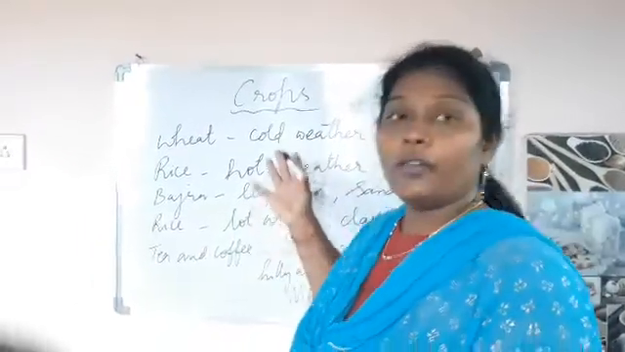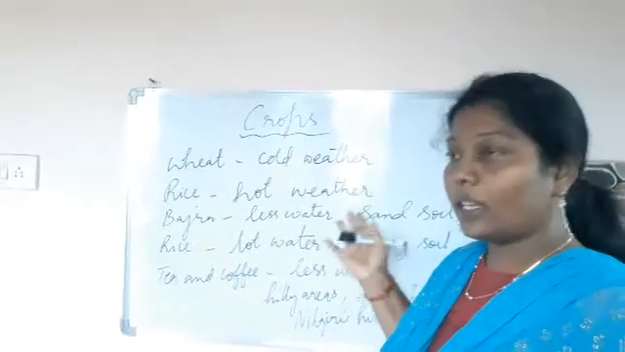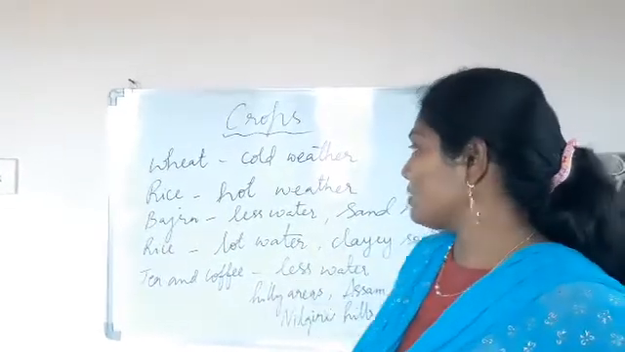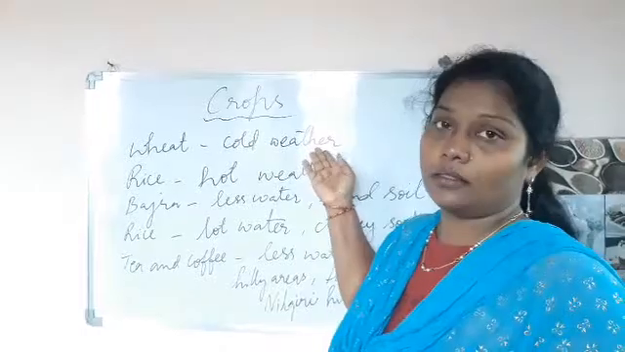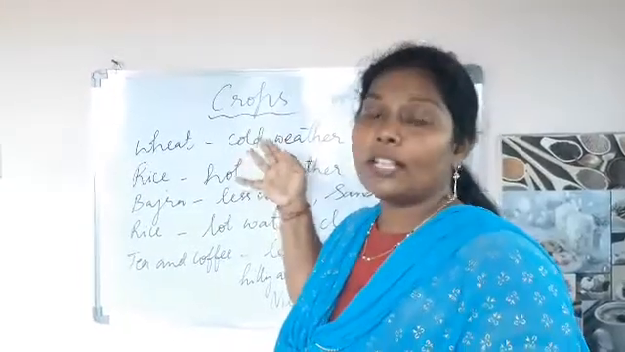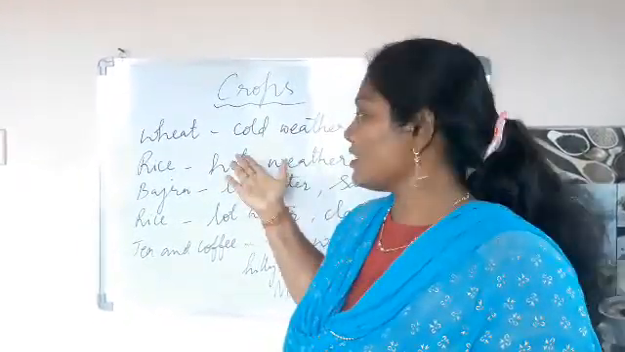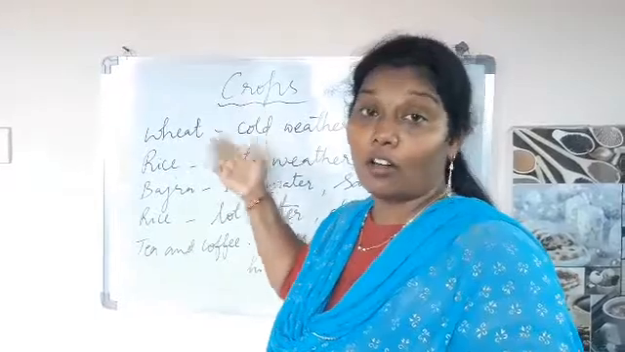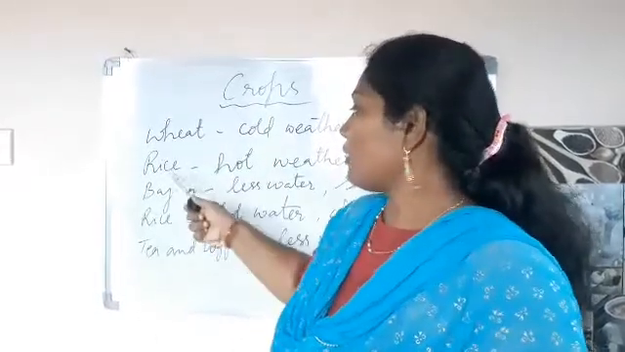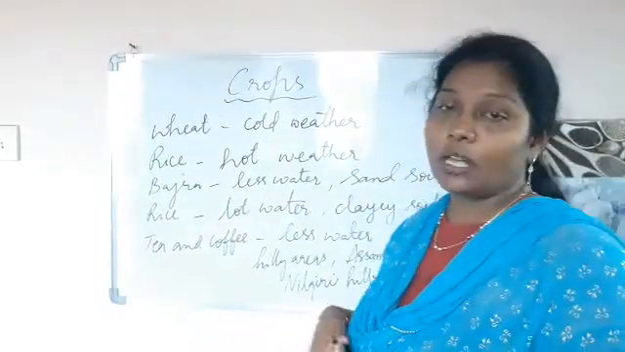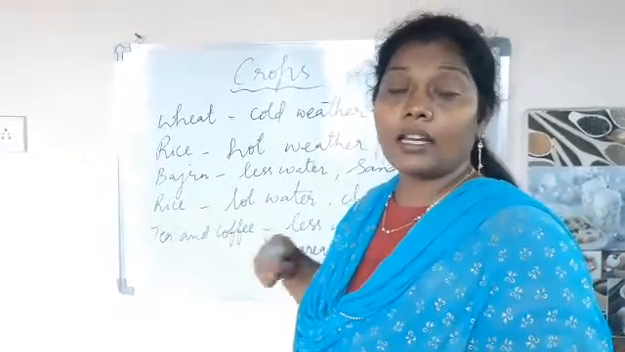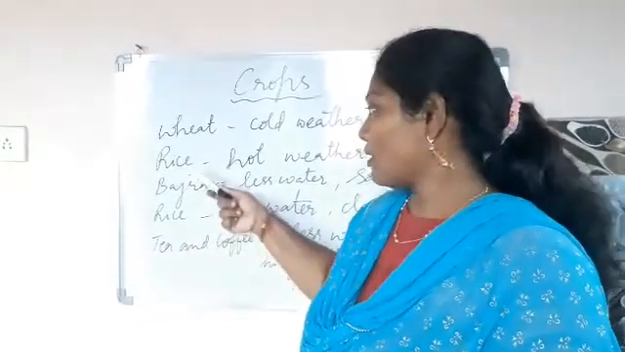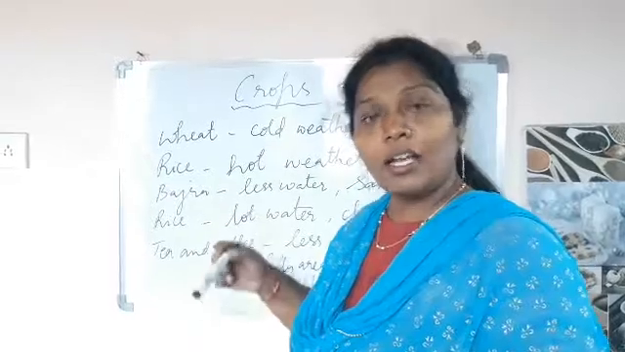Okay. We will see a few examples of crops that are grown in different weather conditions and in different soils. See, the wheat. The wheat can grow in cold weather. So it requires cold or lower temperatures. That is the reason why it is grown more in the northern region. Now the rice. The rice needs hot weather. So the southern parts, as I said, have high temperatures. So the rice is grown more in the southern basin.